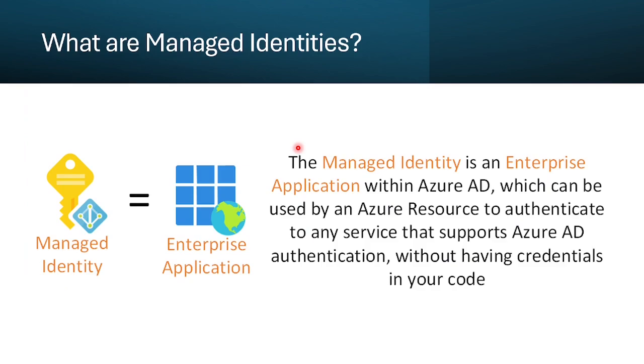So before we can move on to what exactly Azure Key Vaults are and how they work, there is one underlying concept that needs to be taken care of, and that is managed identities. So, what are managed identities? A managed identity is an enterprise application within Azure Active Directory. Azure Active Directory is now called Microsoft Entra ID. Entra ID's earlier name was Azure Active Directory. Right now, it's been rebranded as Entra ID. So, these are enterprise applications within Azure Active Directory, which can be used by an Azure resource to authenticate to any service that supports Azure AD authentication without having credentials in your code.